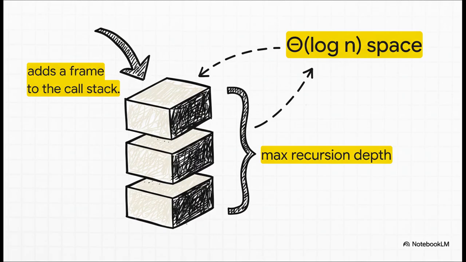Every single time your function calls itself, a new frame gets pushed onto the stack, and that stack takes up memory. So your space complexity is actually tied to the maximum depth of your recursion. A perfect example is a recursive binary search. It doesn't use O of 1 space, it actually uses theta of log n space.